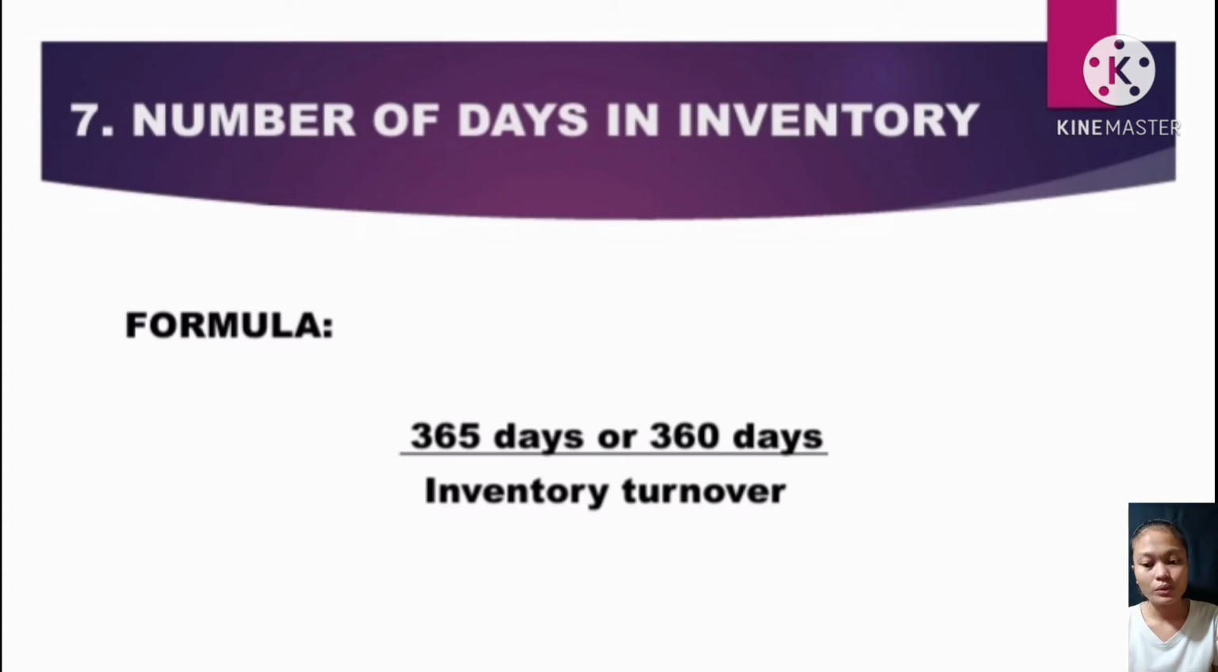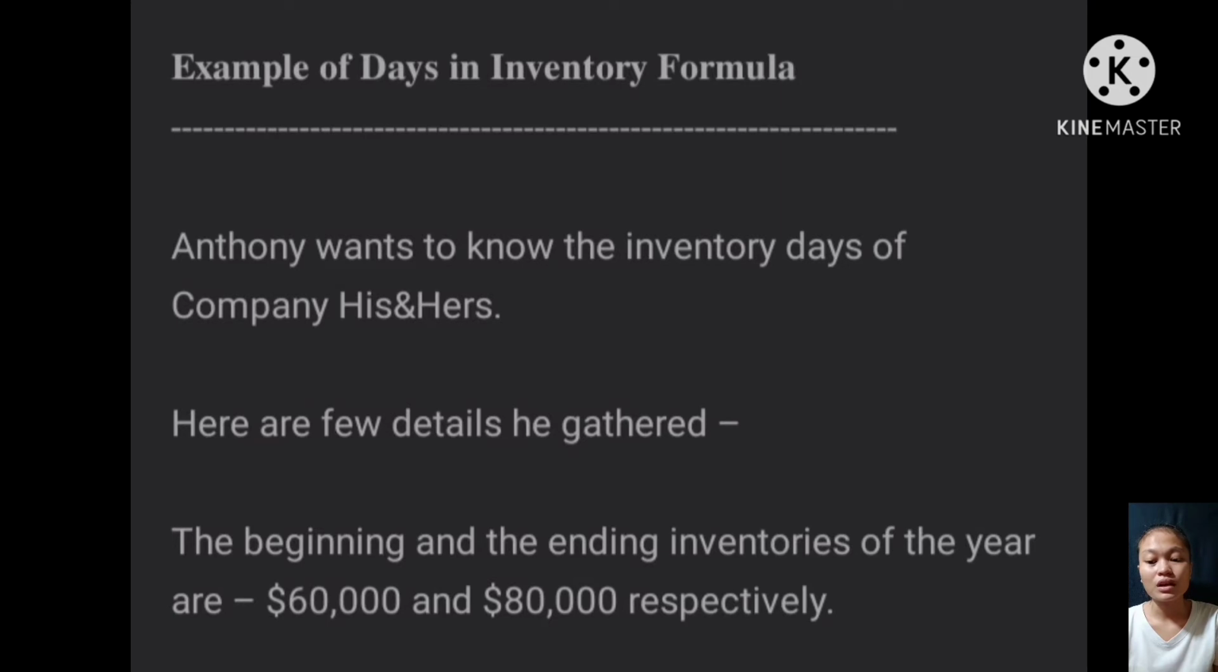It indicates the number of days by which inventories are used or sold. Implies the firm's efficiency in consuming or selling inventories. Here's the example of days in inventory. Anthony wants to know the inventory days of his company, His and Hers. Here are a few details he gathered. The beginning and the ending inventories of the year are $60,000 and $80,000 respectively.